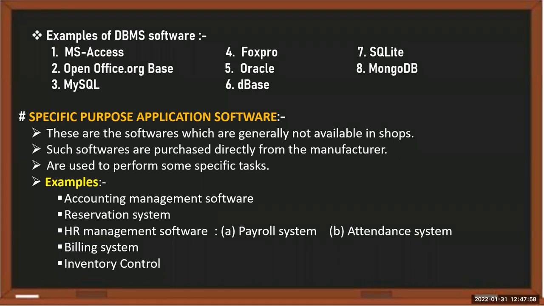Theek hai, hum manufacturer se, jaise accounting management system hai, to that will be used only by the accounting people, not by the students and not by the teachers and not by any other shopkeeper. So HR management software, payroll management software. Payroll management software can be used only in the offices to keep the record of employees. It cannot be used by some random person. Similarly, billing system can be used only in the shops. The softwares which have a specific purpose at a specific location, they are called specific purpose application softwares. They cannot be used everywhere.